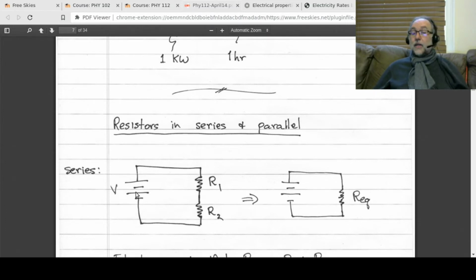Okay, and instead of just hooking up one resistor, I've got two. Okay, and they're in series. And what series means is that there's one right after the other, so the current is forced to go through both of them. That's really the definition of series.